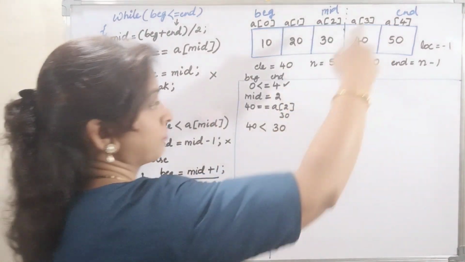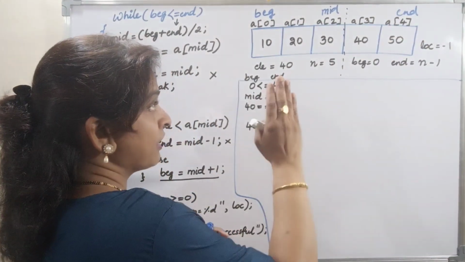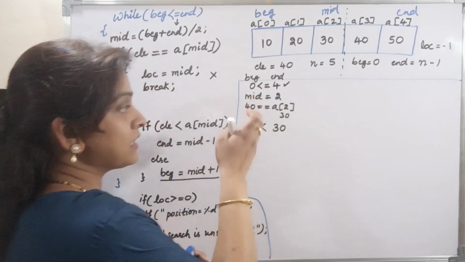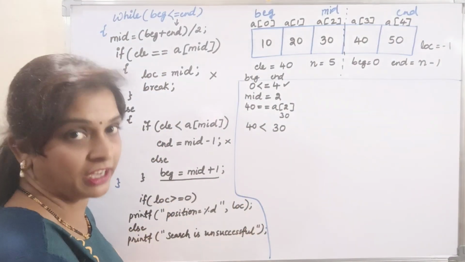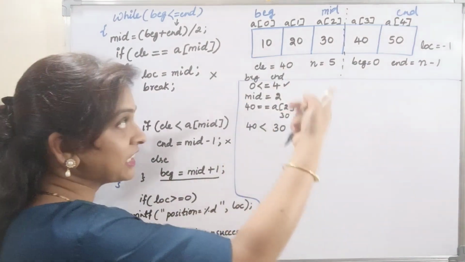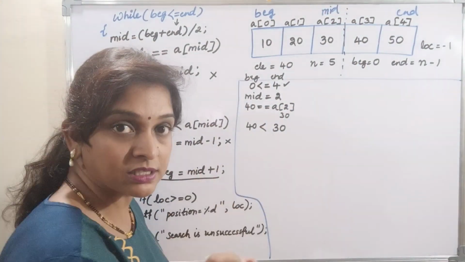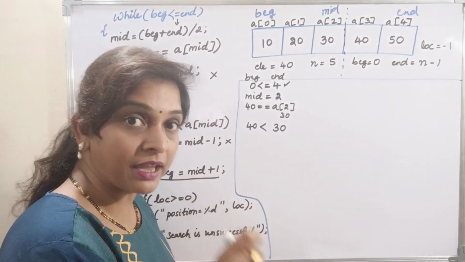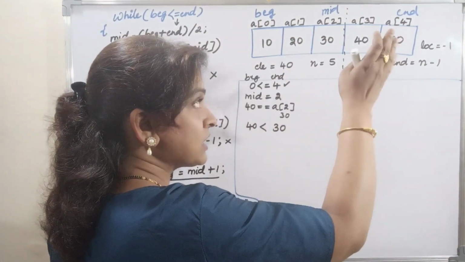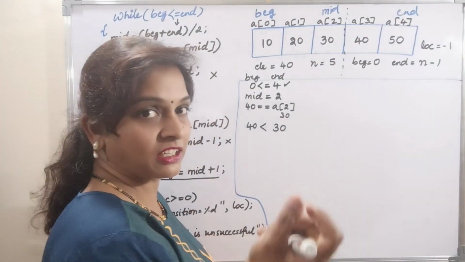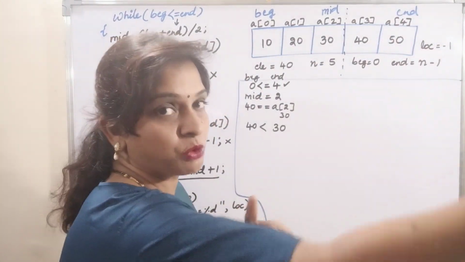Just analyze this. When I say the element less than 30 condition evaluated as false, it means it is greater. The search element is greater than the mid element. The search element is greater than the element in the mid position. When it is greater, I have to move towards right. This technique I have told you, greater, move towards right.